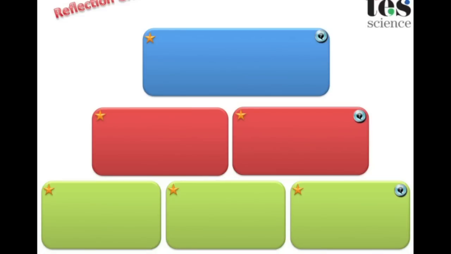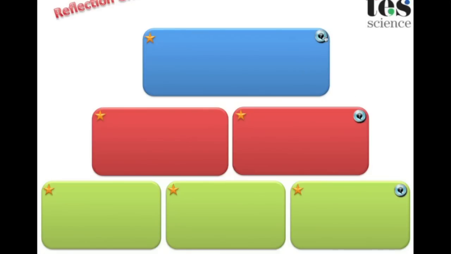So if you start the PowerPoint presentation, you are presented with a grid which looks pretty much like a pyramid with one box at the top, two in the middle and three at the bottom. So how do the boxes work? Well, you have some clues on the question mark.